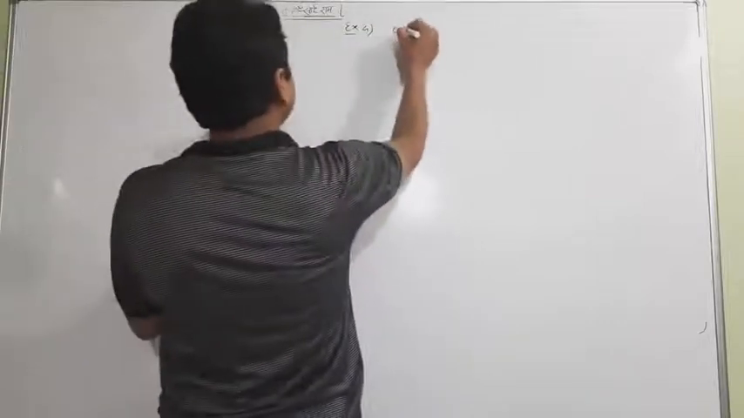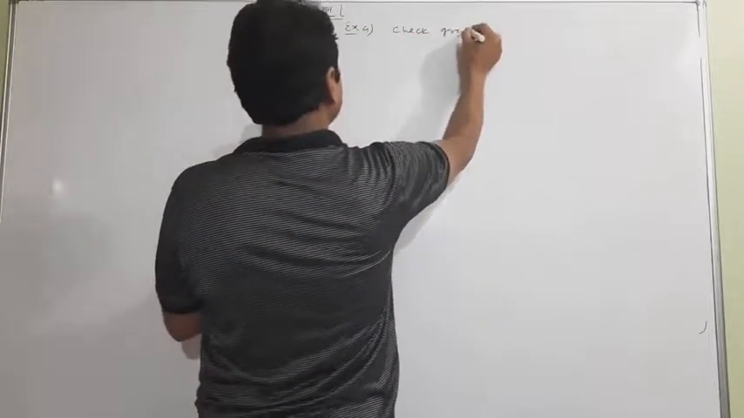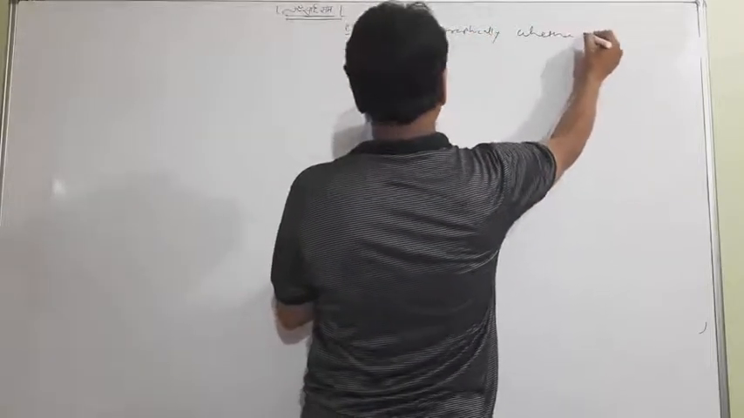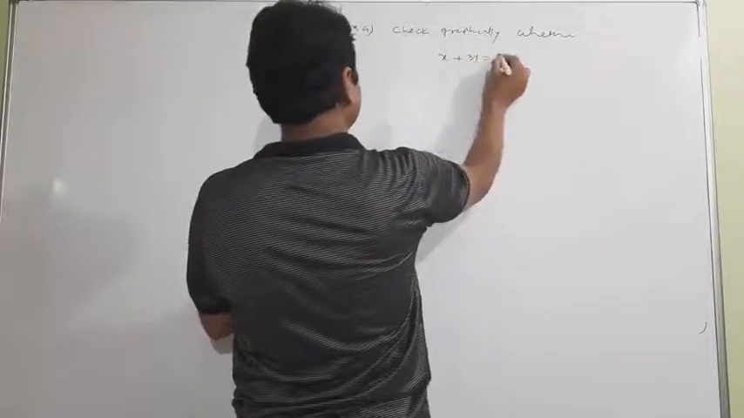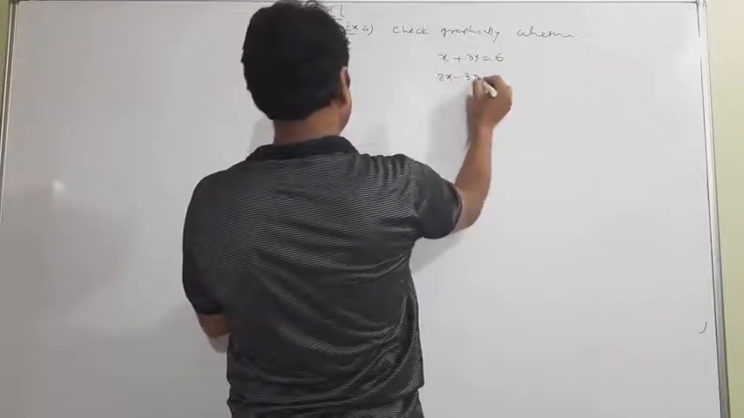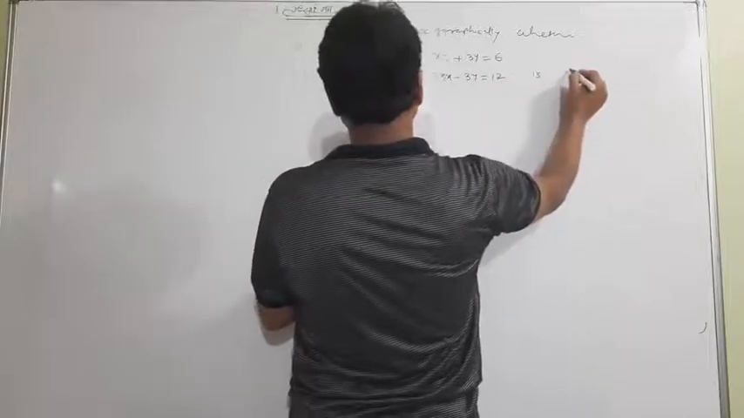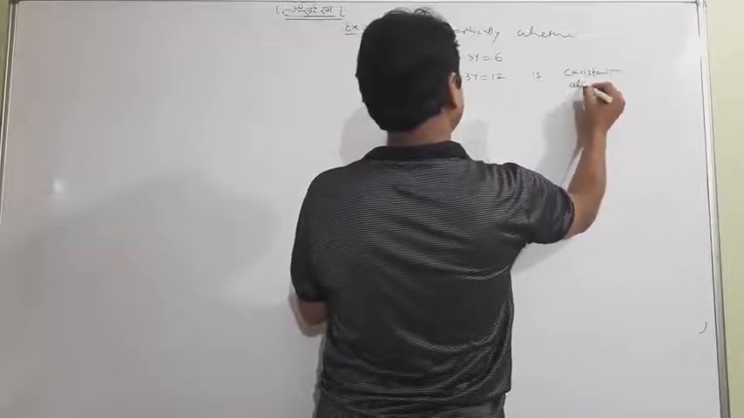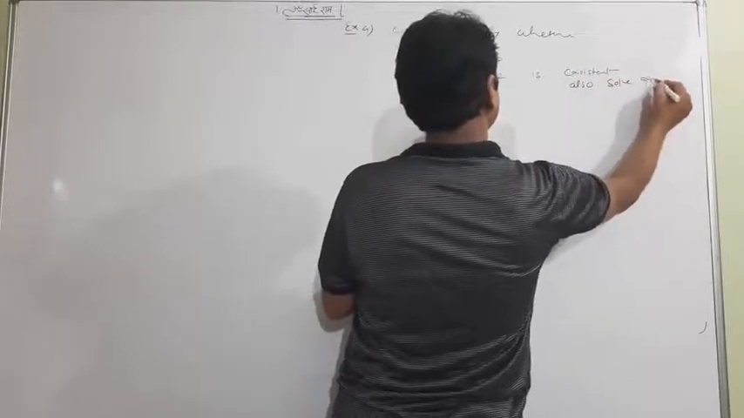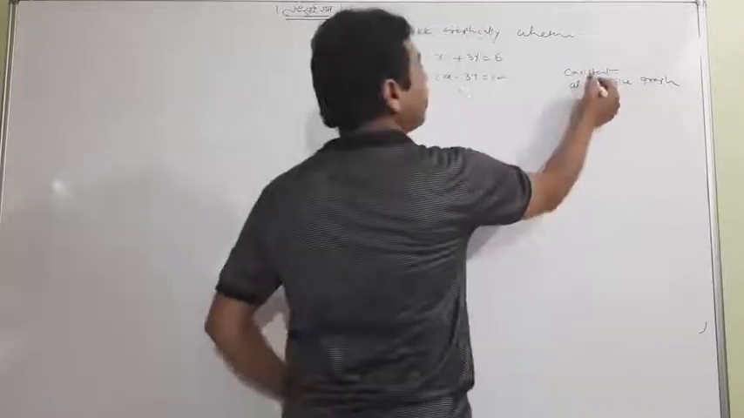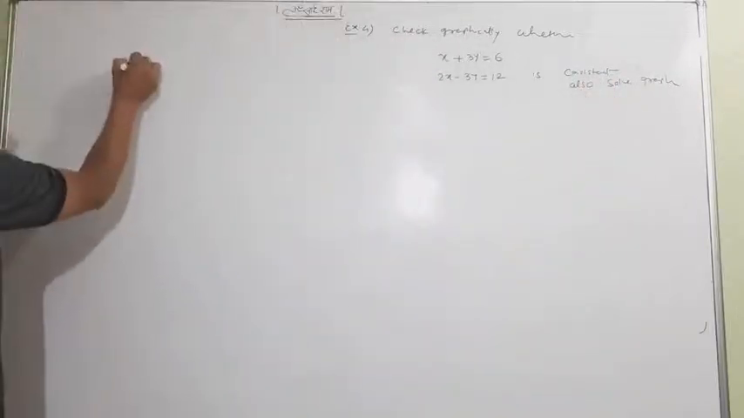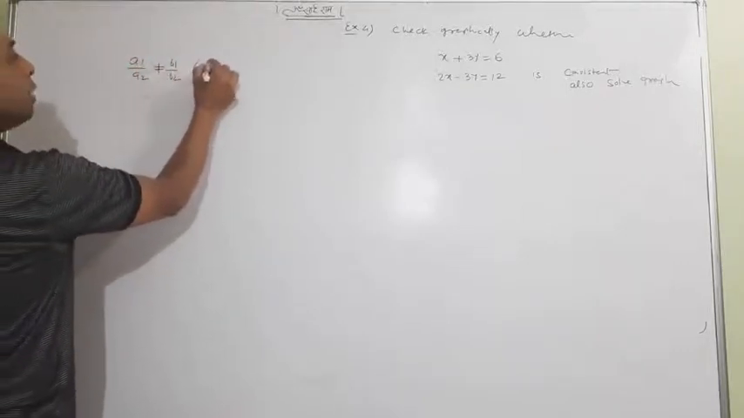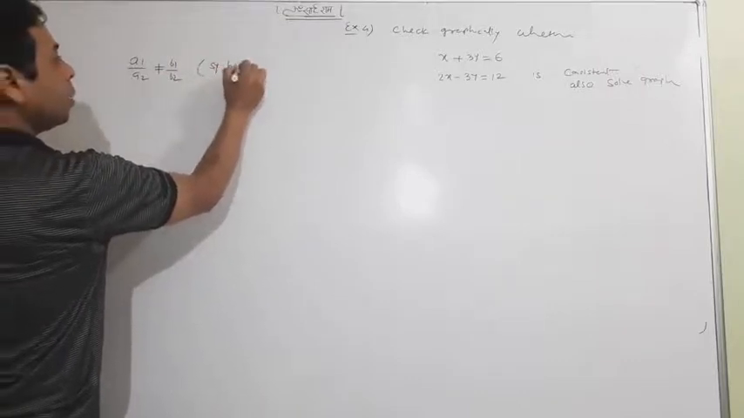Example 4: check graphically whether the system is consistent. Okay, a new word came, and also solve graphically. In a quick way I would say it is coming consistent. Let me speak frankly. When A1 upon A2 came not equal to B1 upon B2, what did we say? The system has a unique solution.